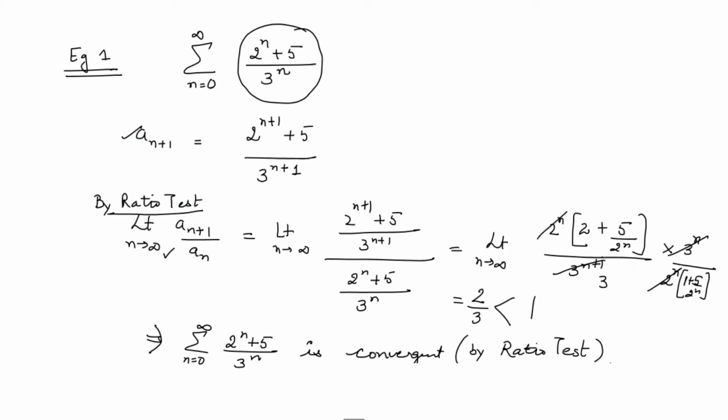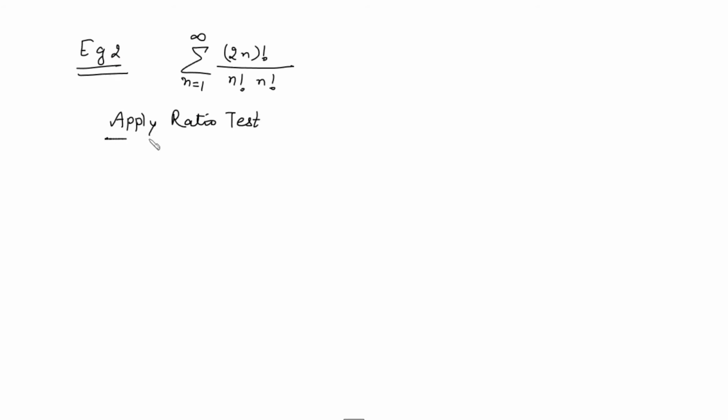Now just see one more example. Let's suppose we have to check the behavior of the series (2n)! divided by n! into n!. Your n is varying from 1 to infinity, right? This is our a_n. So we will apply the ratio test since all the terms are positive. So apply the ratio test over here. Find the n plus 1th term. What is your n plus 1th term? Just replace n with n plus 1.